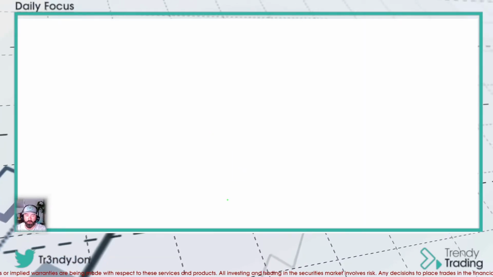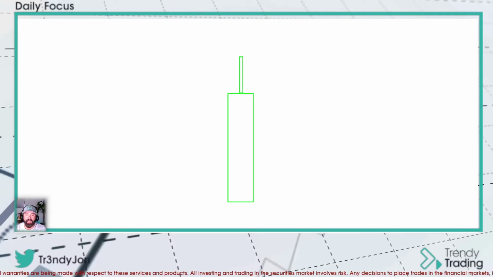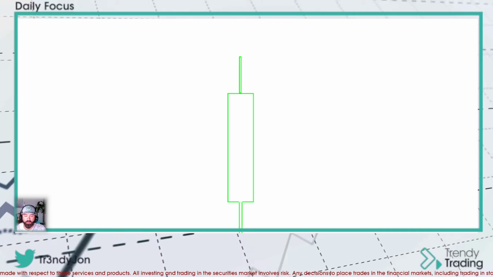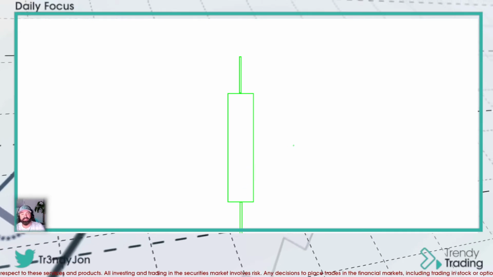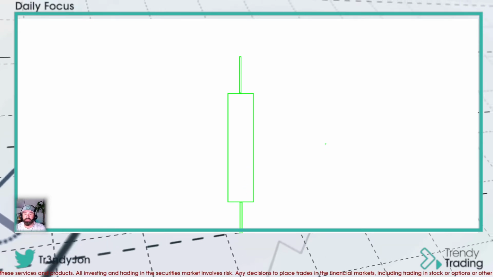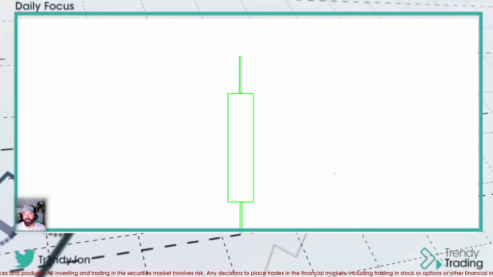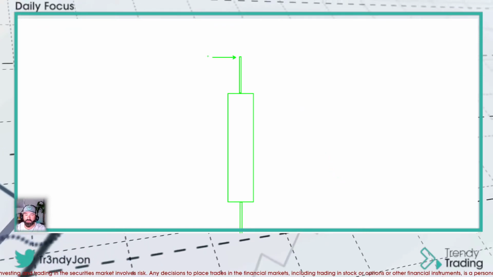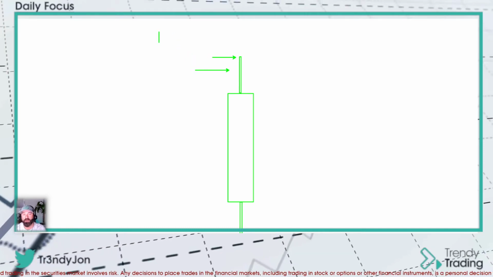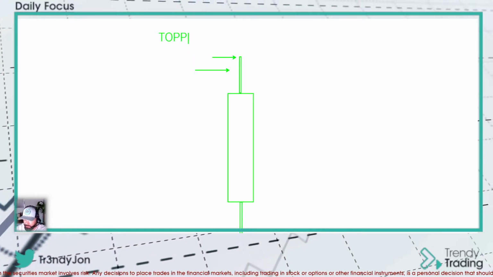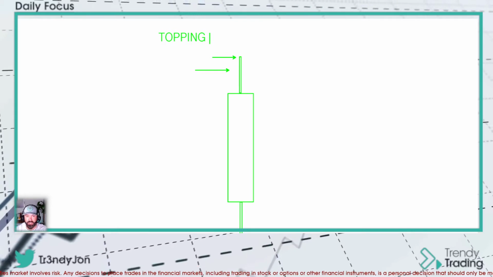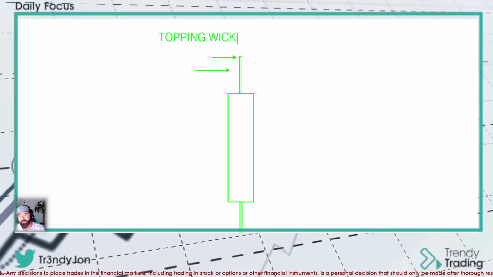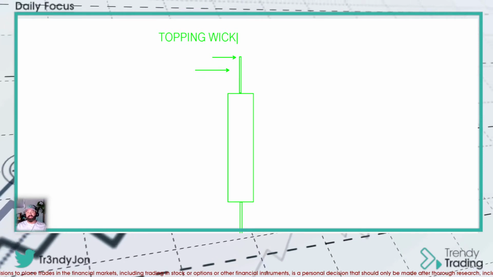Let's go to a whiteboard. You have yourself a candle, and you may find something like this. The way that you want to identify selling pressure, it can be a green candle, it could be a red candle, it doesn't matter. In this case, what we're looking for is what I call a topping wick. The bigger the topping wick, the more selling pressure.